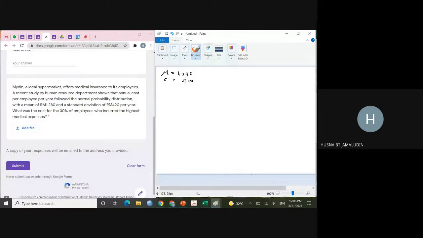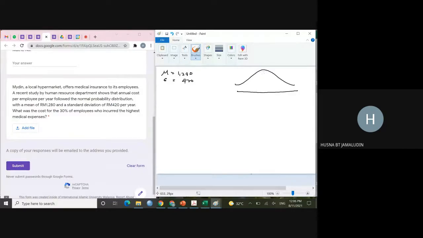Okay, so what does this question ask us? X through Z. So you have to find the X value given the Z value. As I told you, we need to draw a diagram to show the area. It will definitely help you a lot. So let me draw my diagram. We are talking about the highest.